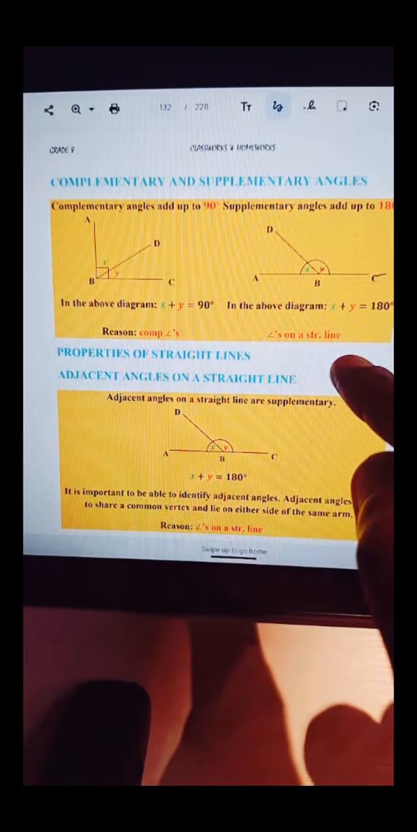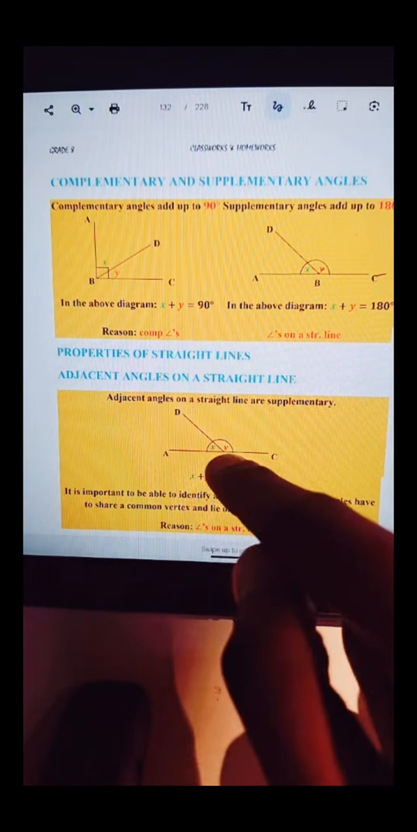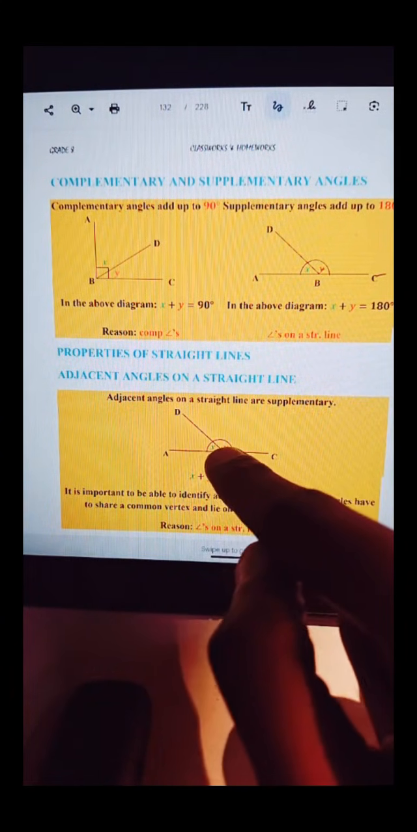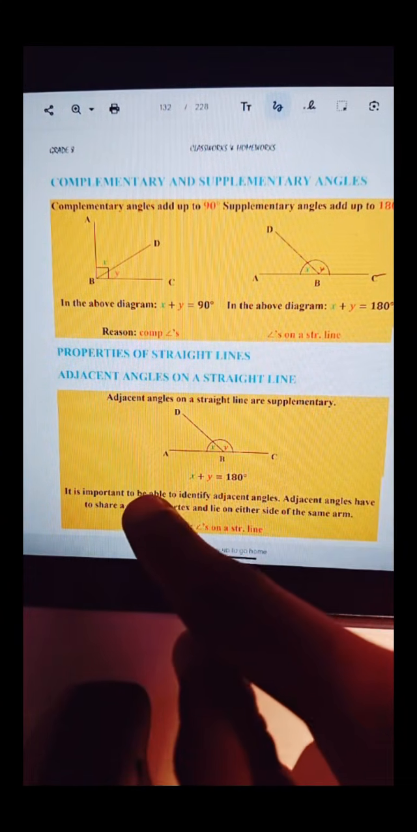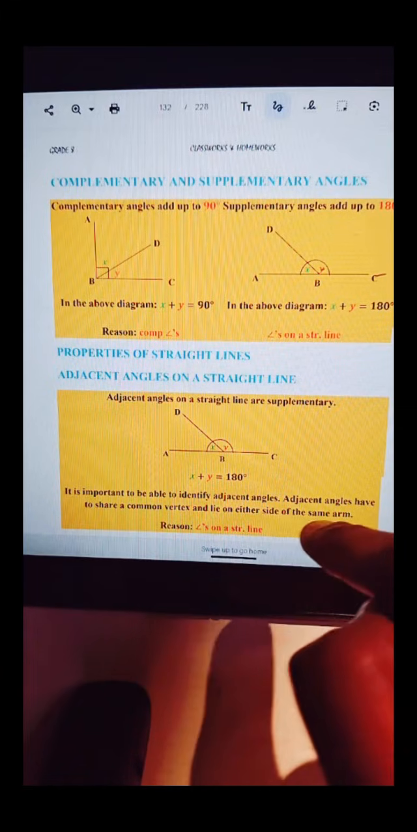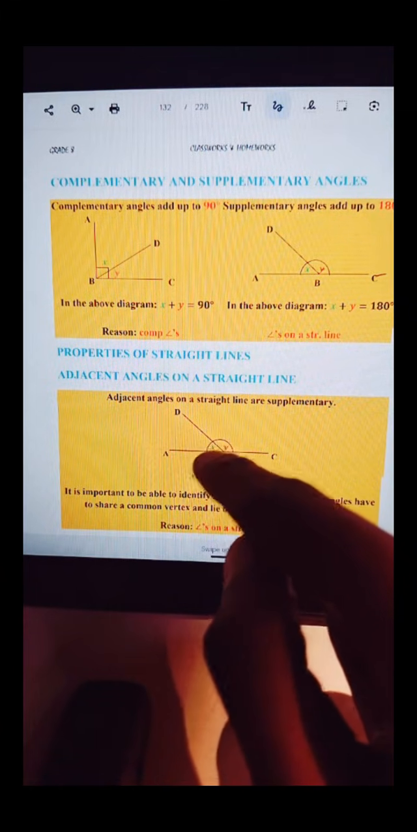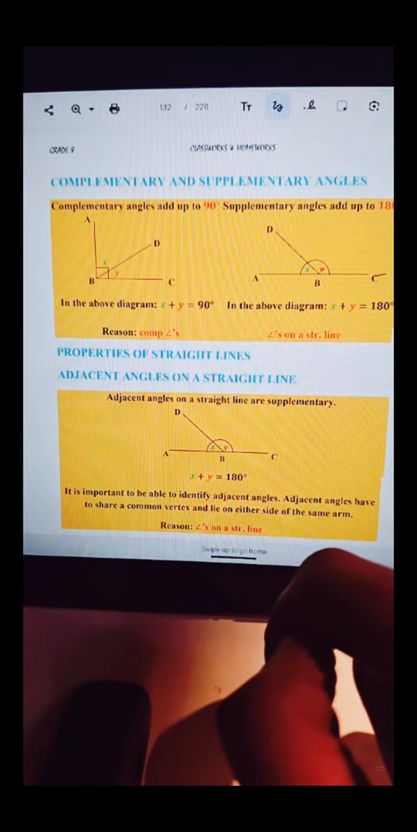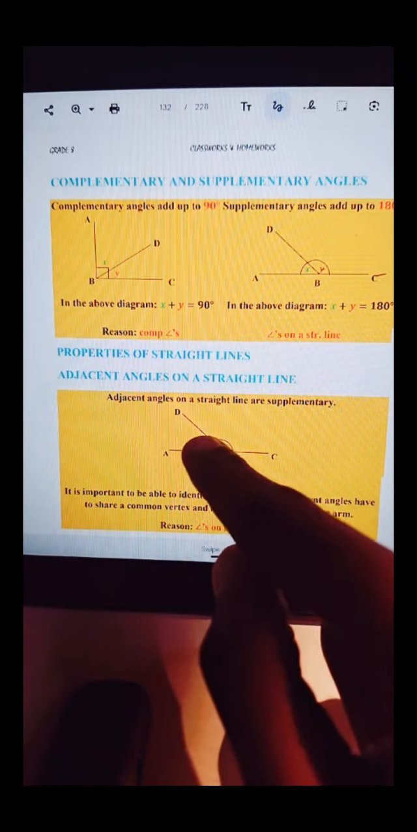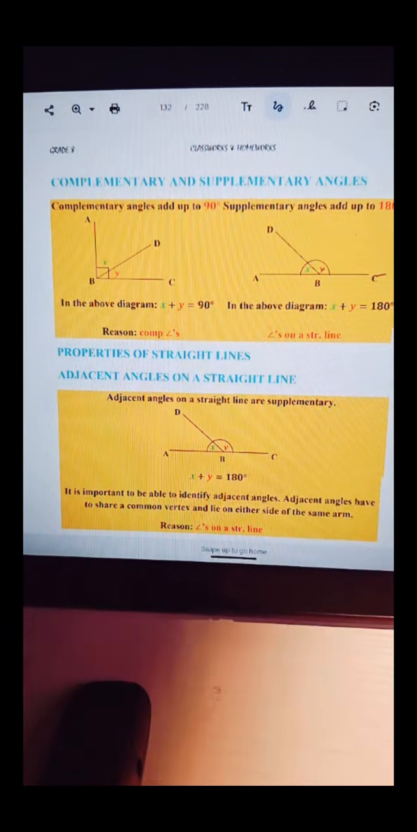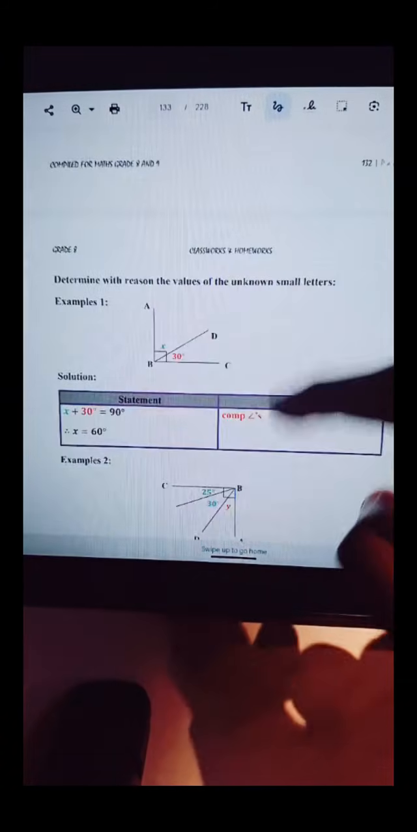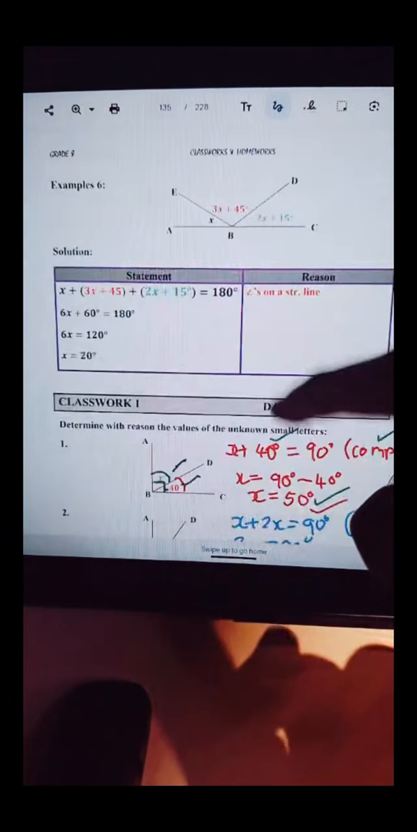Why do we call it a common vertex? Arm AB, arm DB, and arm CB all meet at B. They have to share a common vertex and lie on either side of the same arm. So this arm is common to both this angle X and this angle Y. Therefore, we say X plus Y is 180, angles on a straight line. We say angles on a straight line are supplementary, meaning they add up to 180.